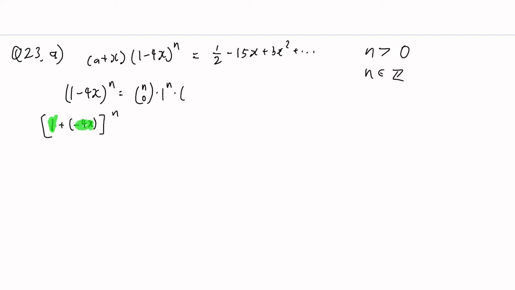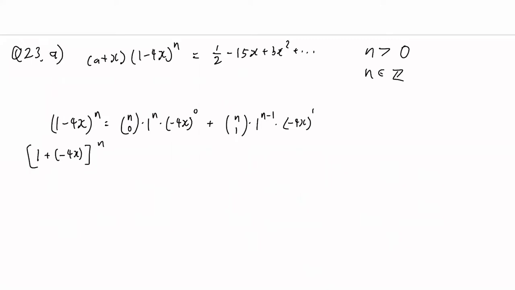A is your 1, B is -4x. Yeah, then just use the formula only. n choose 0 times 1 power n, plus n choose 1 times 1 power n minus 1 times -4x power 1. Can you try the third term, the x squared term? Plus n choose 2 times 1 power n minus 2, of course, it's just a 1. Then the next one, -4x to the power of 2. Yes, correct. And plus dot dot dot.